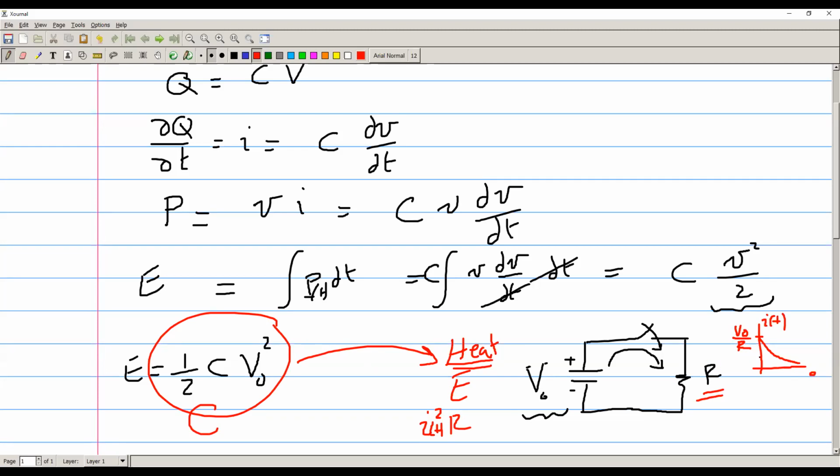So this is I squared R, this is the power. If you integrate this with respect to time, you will get the total energy, and it's going to be exactly E, because this is the only way that the energy will be converted. This is the conversion of the total electrical energy stored in the capacitor into heat energy in the resistance.